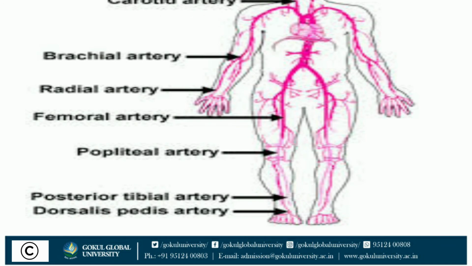But other than that, there are many arteries in our body which can be palpated. First, going craniocaudally, the carotid artery, then the brachial artery that we have seen, which is used for measurement of blood pressure. Radial artery, femoral artery, popliteal artery, posterior tibial artery, which means it is located on the posterior side. Then the dorsalis pedis artery.